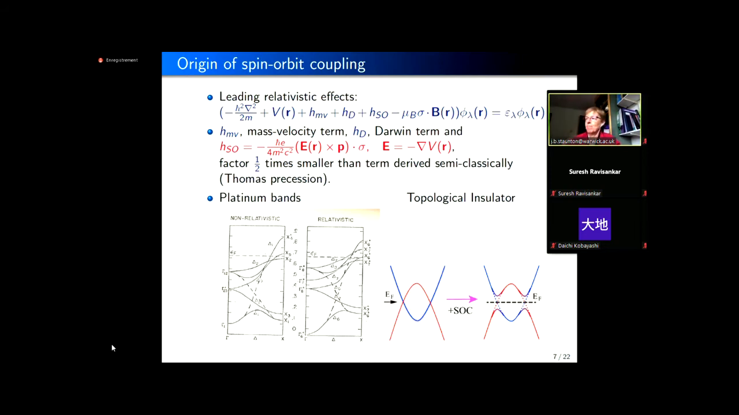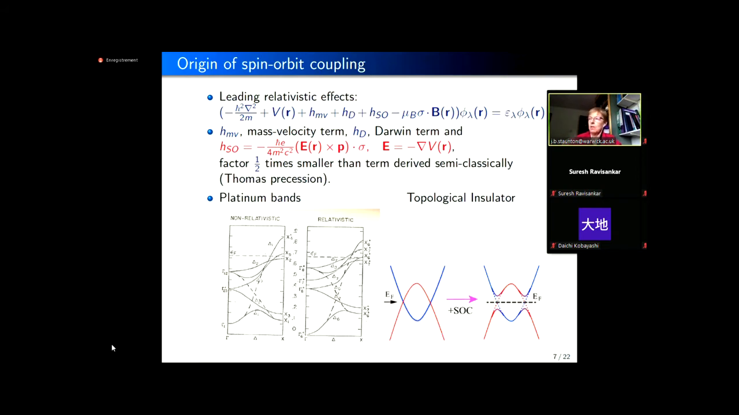Much more topical now are the consequences of spin-orbit coupling when you're looking at materials which come into this class of topological insulators. So here we've got some degeneracy, and then again spin-orbit coupling is breaking that degeneracy with profound effects.